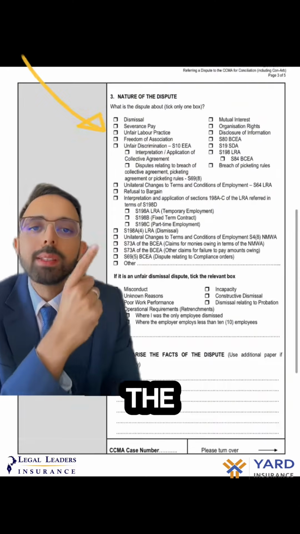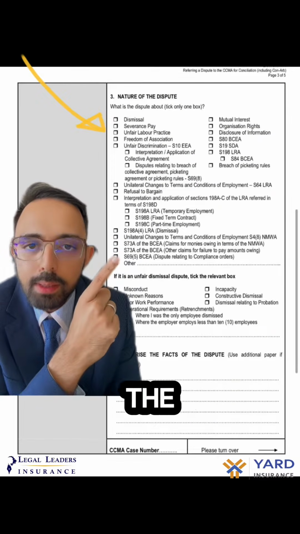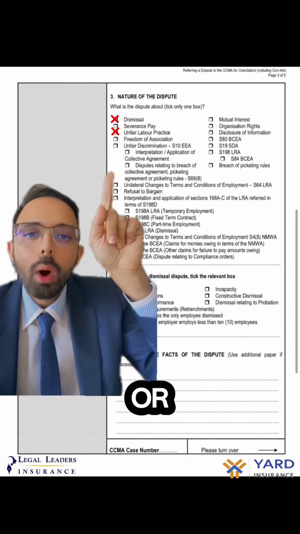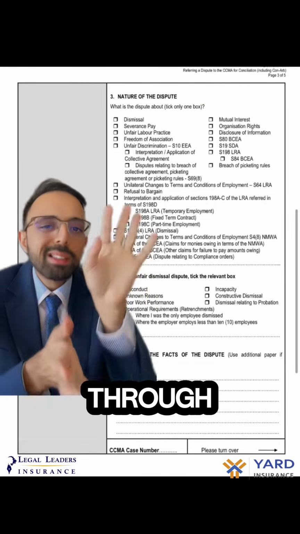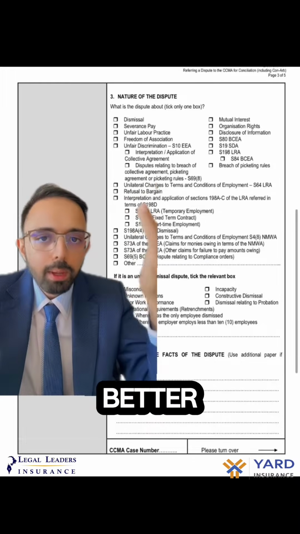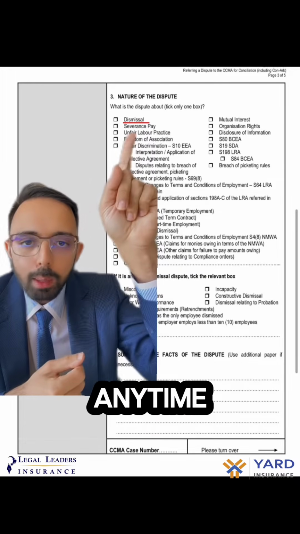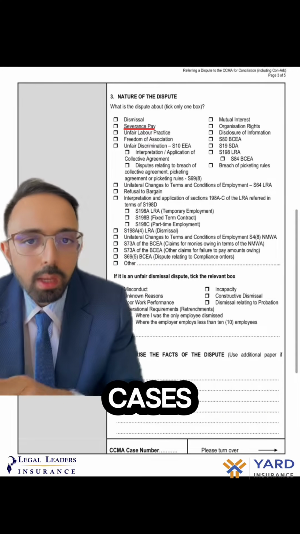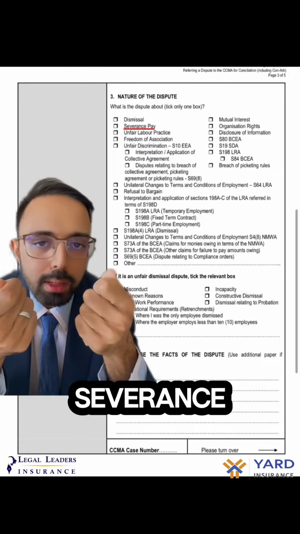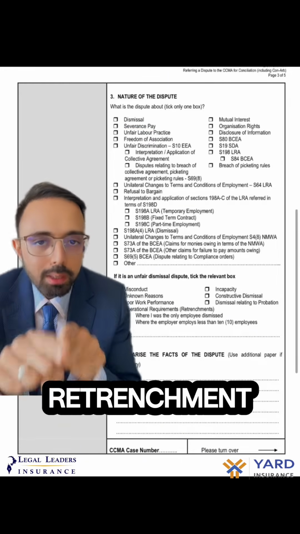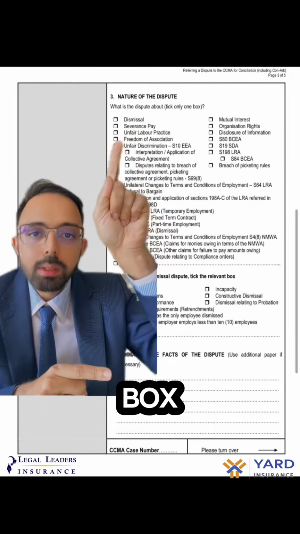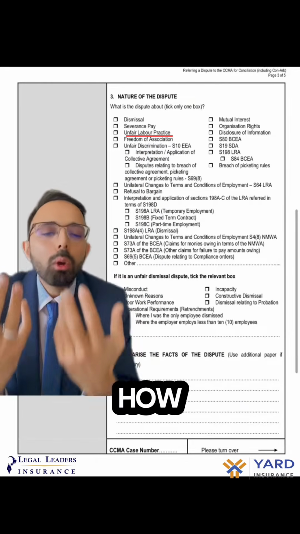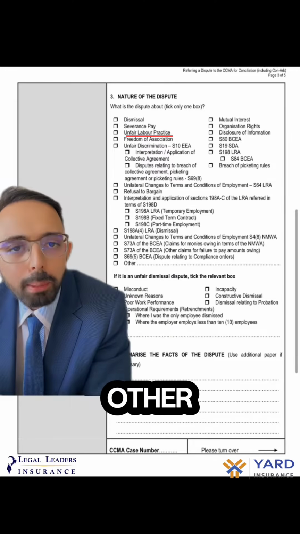Now we're dealing with the type of case that you're opening up at the CCMA. Most of the time you're going to tick the box dismissal or unfair labor practice. Let's go through some of these boxes so you have a better understanding. Dismissal, anytime you're fired. Severance pay, mostly dealing with retrenchment cases. If you didn't get paid out severance pay, but if you're challenging the retrenchment itself, then you tick the box dismissal. Unfair labor practice, that deals with benefits and how you're being treated at work compared to other employees.